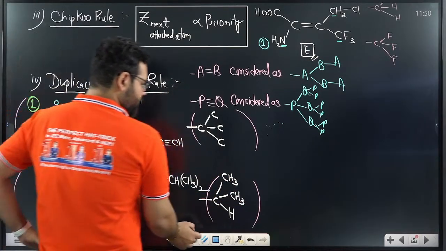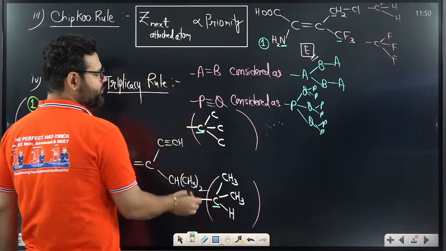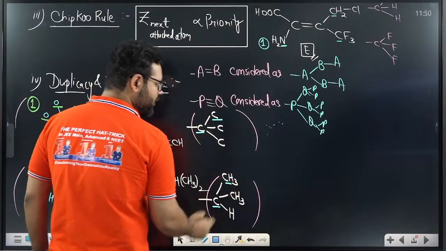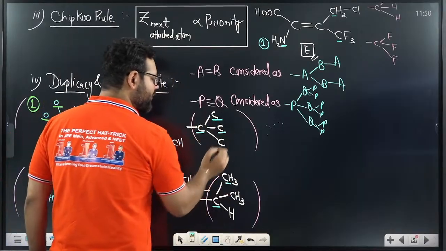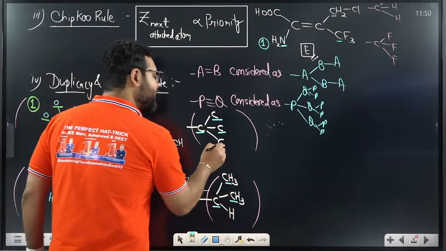So we start by checking. I am a carbon. I am also a carbon. What is attached to you? I am attached to a carbon. I am also attached to a carbon. What else? I am attached to another carbon. I am also attached to another carbon. Till now there is a tie. What else? I am attached to another carbon.